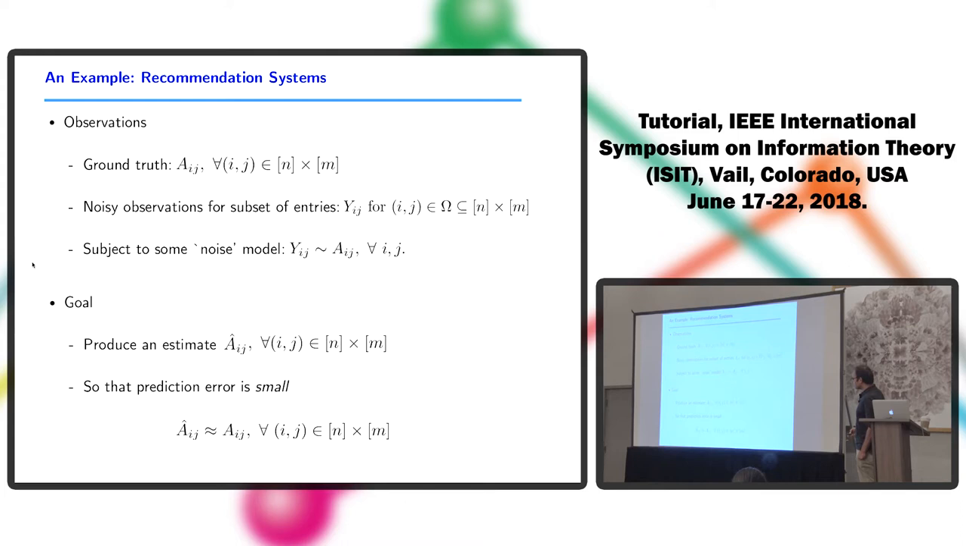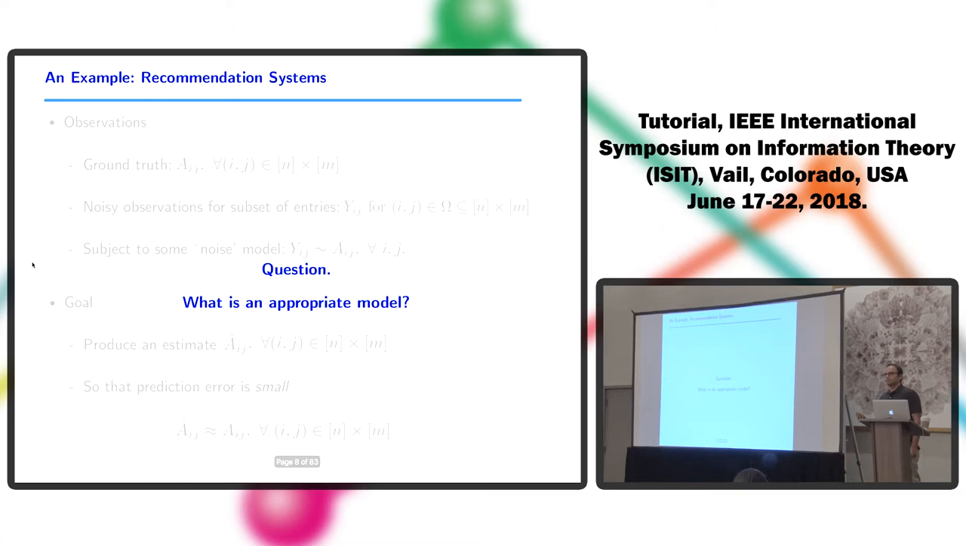Okay, so the first question one can ask is, what is an appropriate model? Because if you are thinking as an adversary, the entry that you have not observed, or nobody has observed, you say it's 10 and I will say it's minus infinity. In fact, I need some structure on the A, otherwise you won't be able to do anything from a partially observed matrix. The question is, what is the right model, or what is the right structure?